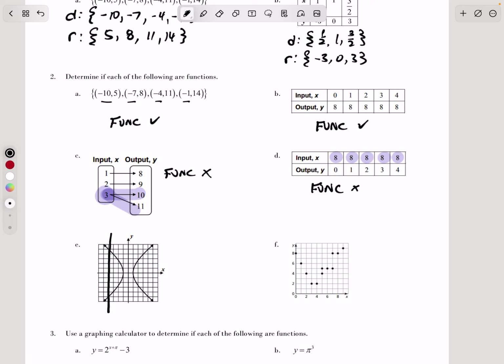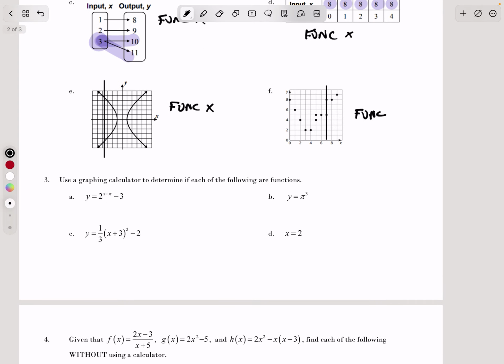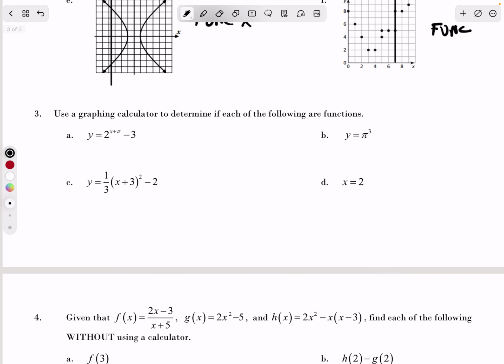Letter E, we're going to do the vertical line test. If it passes the vertical line test, then it is a function. This one does not pass. It is hitting more than 1 point. You see we have many, many x values that are mapping to 2 different y values. So this is not a function. And similarly for letter F, here's a vertical line that passes through hitting 2 points. So not a function at all.